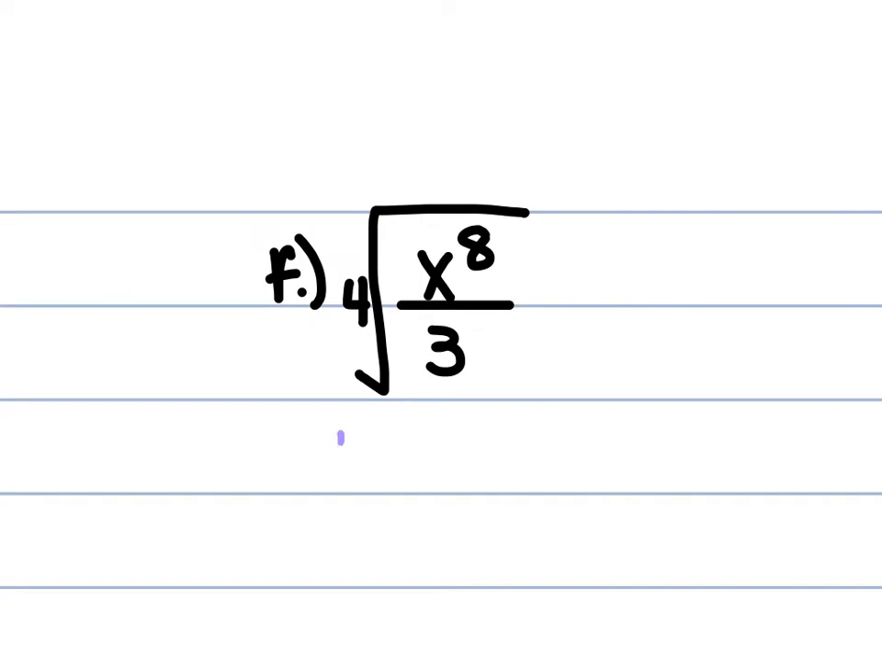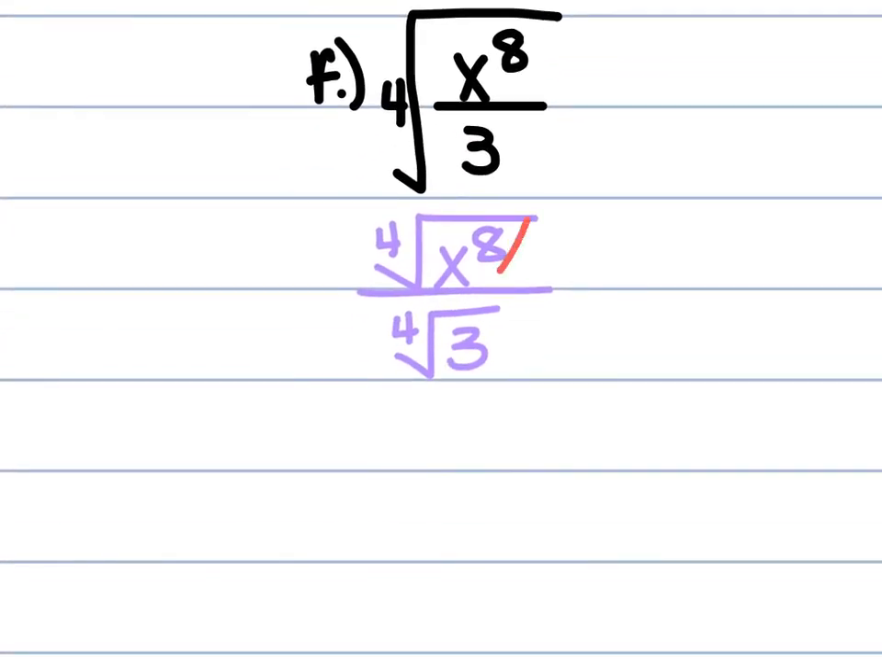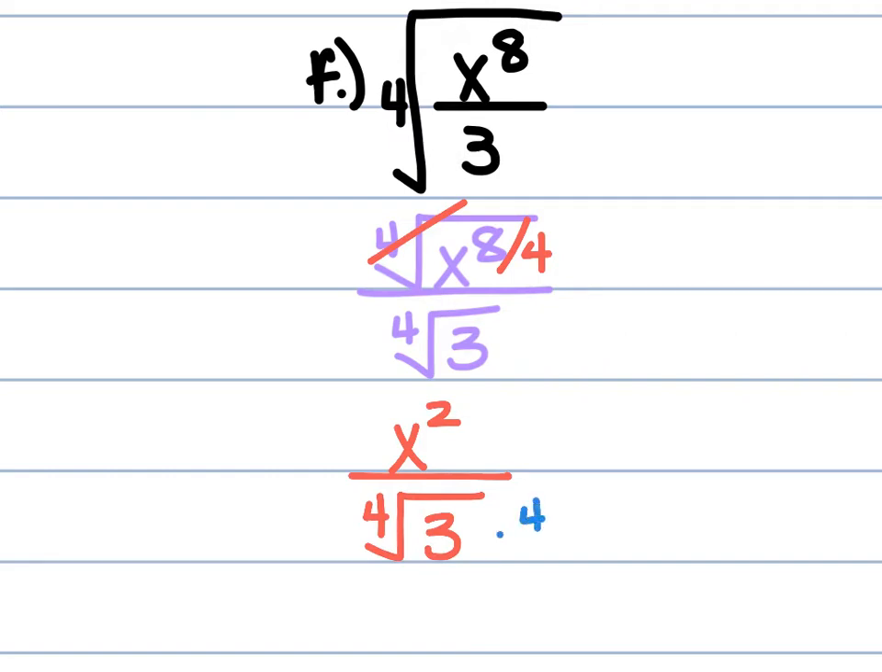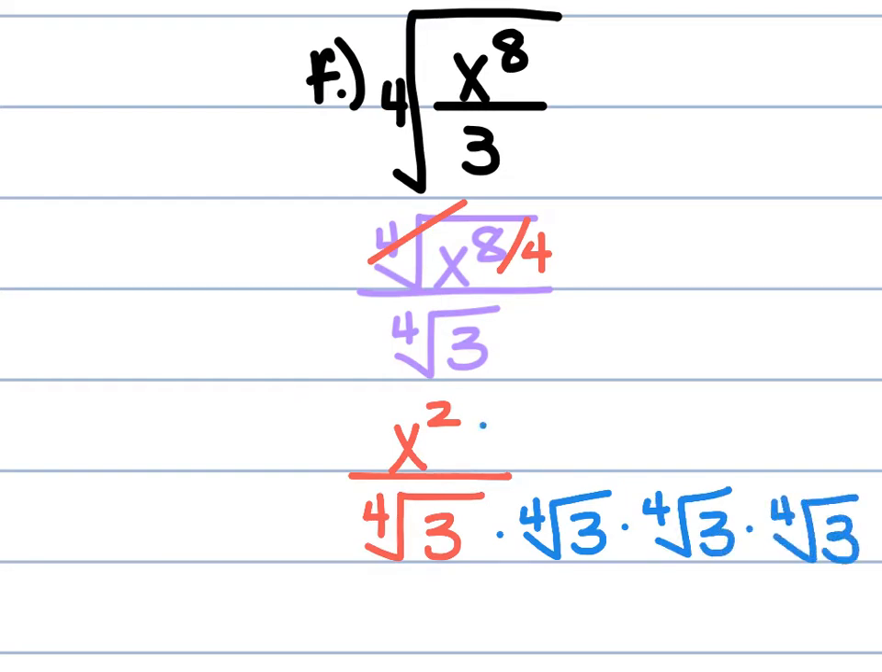For F, we have the 4th root of x to the 8th power over the 4th root of 3. So again, that 4th root of x to the 8th power is just x to the 8th divided by the 4th, and it's going to be x squared over the 4th root of 3. So because we have that 4th root of 3 on the denominator, we have to multiply both top and bottom by the 4th root of 3, 3 more times. And then because we did that to the bottom, we do it to the top as well.